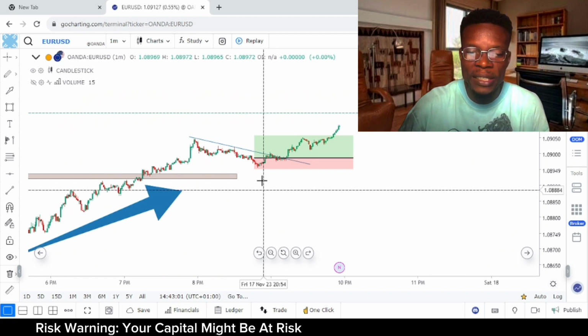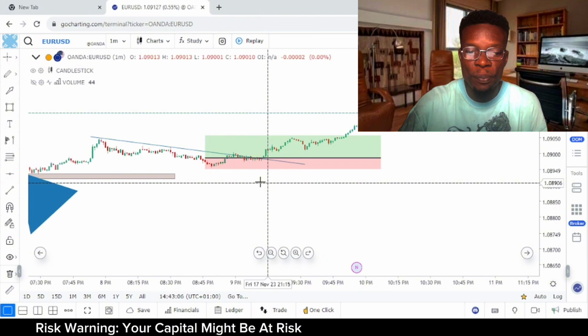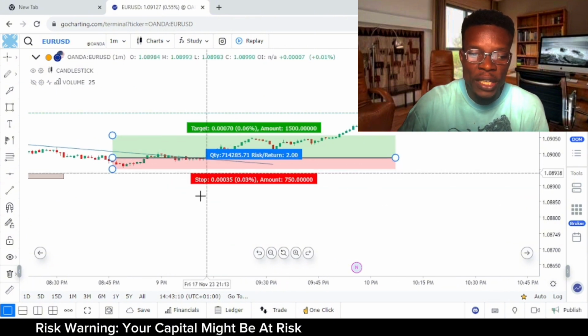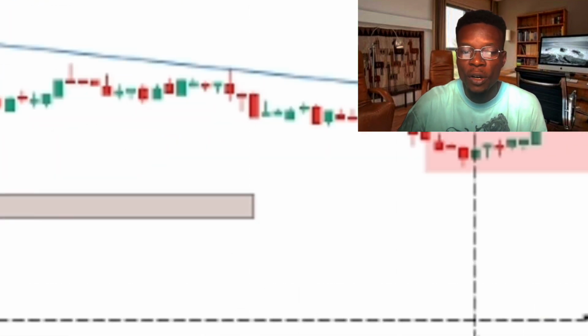So having confirmed that the price is retracing, the next thing is to draw this trend line and then wait for a point where the price will break this trend line. And you can see that the price has broken this trend line on this candle, as you can see over here, and that was my entry point.